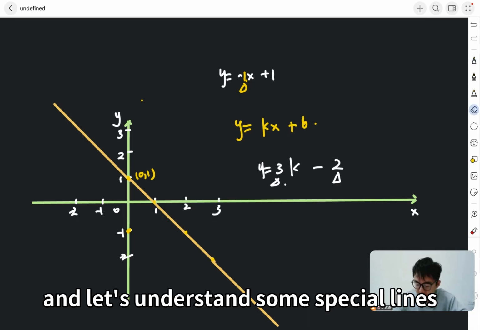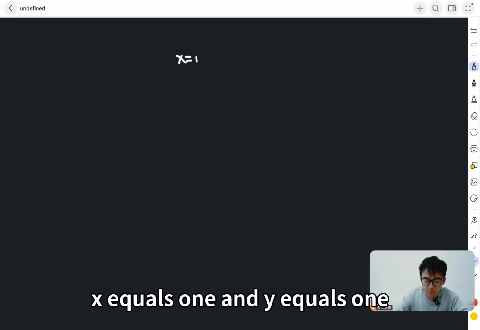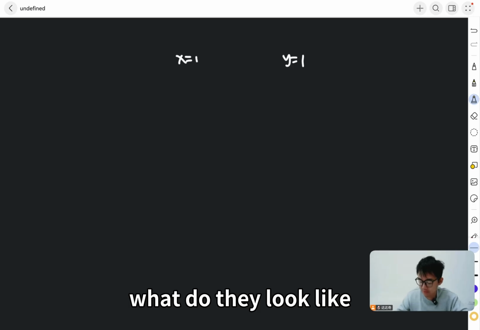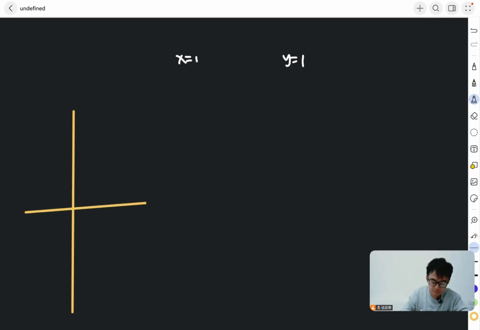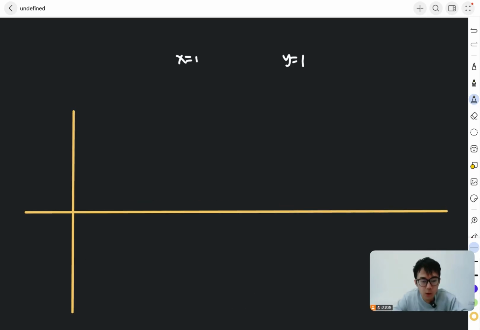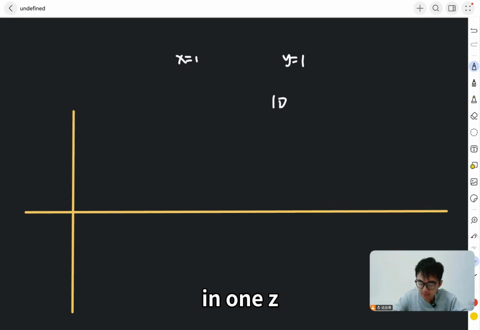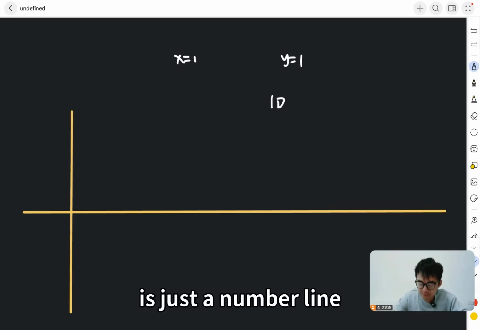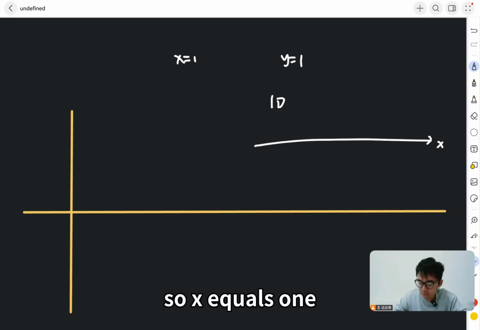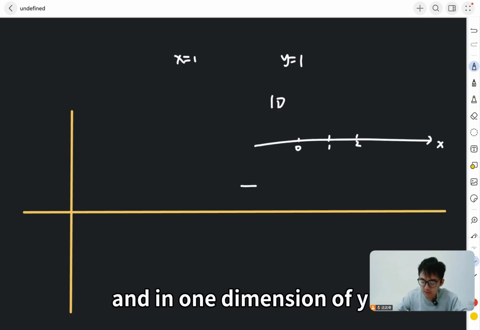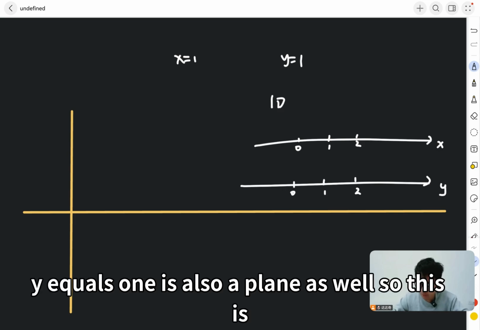And let's understand some special lines. x equals 1 and y equals 1. What do they look like? Well, think about dimensions. Just in 1D, it's just a number line. So x equals 1 is just a point. And in one dimension, y equals 1 is also a point as well.